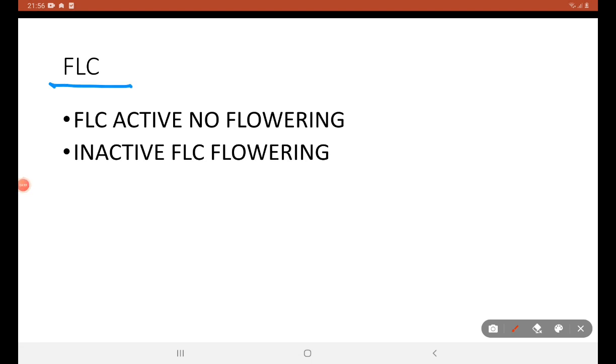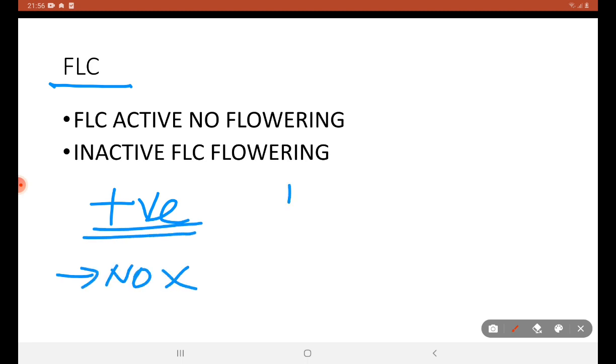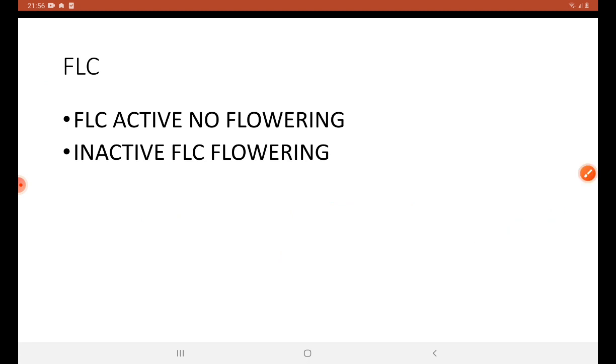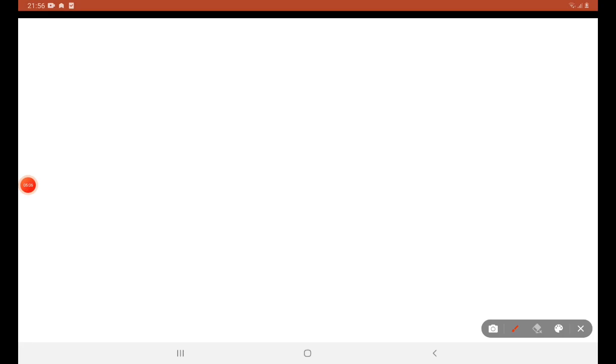Next, what will happen if FLC is present? If FLC is present, no flowering. If FLC is absent, flowering will occur. These are the basic details about vernalization. So we will see about various cases. What if a low temperature is present and what if low temperature is absent?